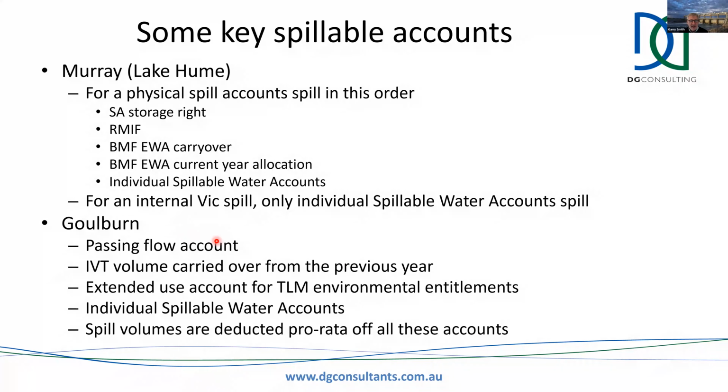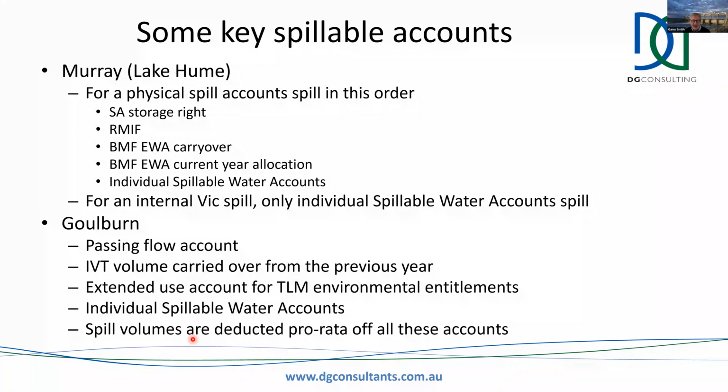On the Goulburn, there's a few spillable accounts. There's the passing flow account, the inter-valley transfer volume, which is carried over from a previous year. That's traded water that might be owed from previous years that can spill. There's extended use accounts for the Living Murray environmental entitlements and individual spillable water accounts. Now, all of those accounts are debited pro rata at the same time. So the volume of the spill is assessed, and that's taken off proportionally across all of those accounts at the same time.